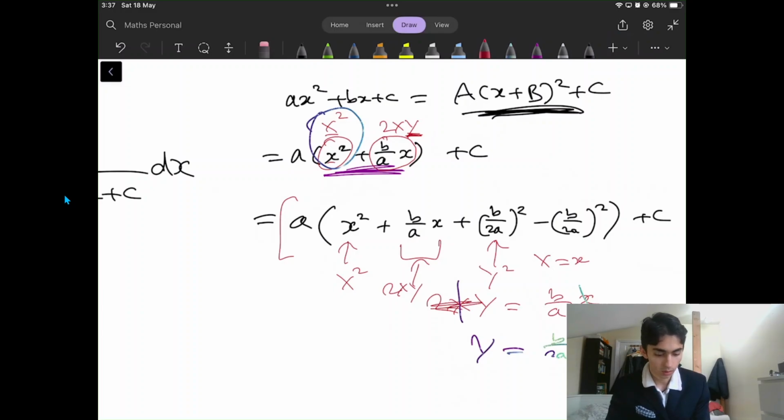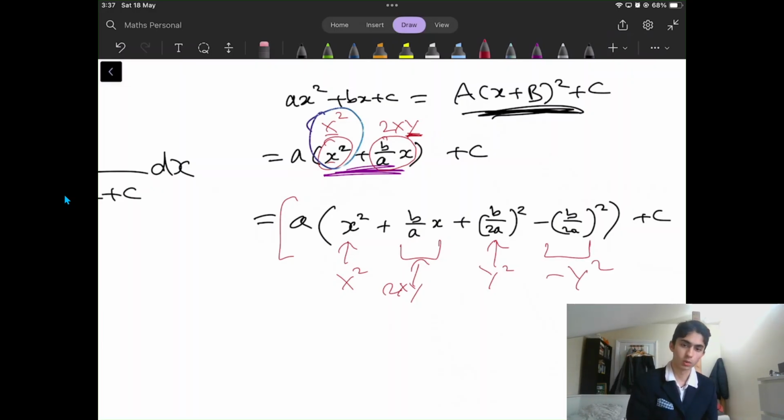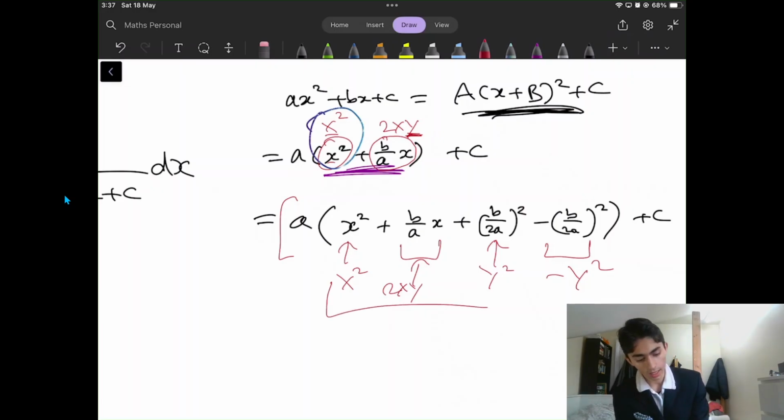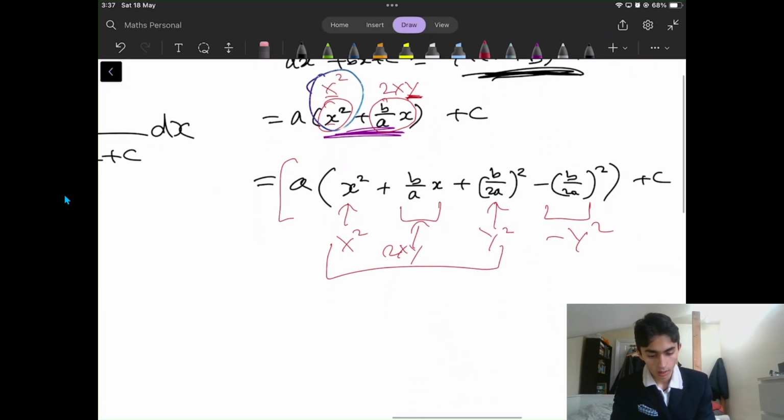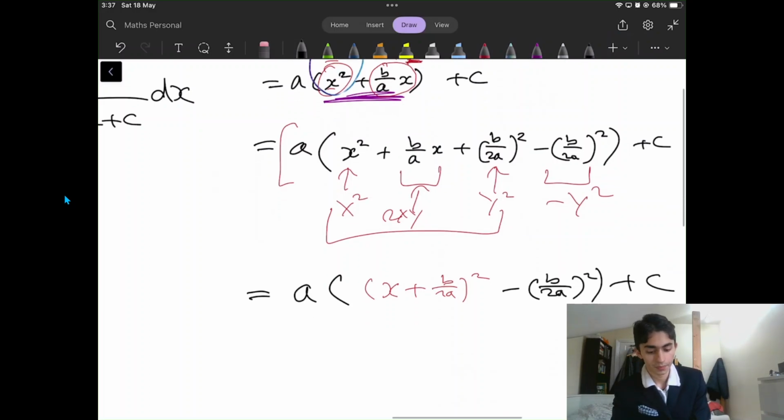Let me just rub all this out. And then in order to preserve the equality sign, we just need to minus y squared here, right? So x squared plus 2xy equals x squared plus 2xy plus y squared minus y squared. And then you can take the x squared plus 2xy plus y squared and write it in the form x plus y squared, right? In our case, y is b over 2a. And then you're left with the negative y squared at the very end, plus c, okay?